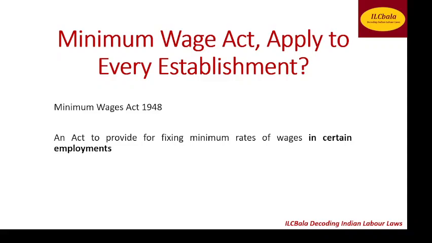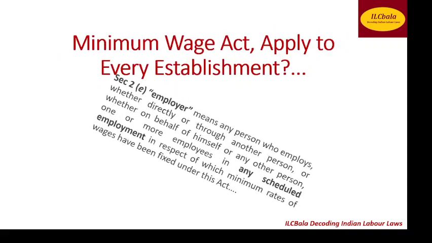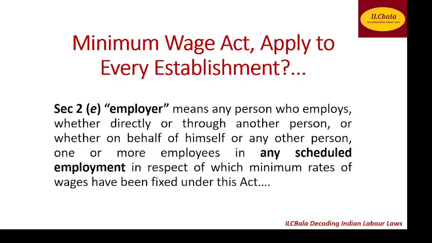To understand that, let us look at some of the specific sections in this Minimum Wages Act 1948 where specific references are being made. Section 2 subsection E defines an employer: any person who employs directly or through a contractor or through any other person, one or more persons in the scheduled employment in respect of which minimum wages has been fixed. There should be a scheduled employment in respect of which minimum wages has been fixed. This is a reference in this particular section.